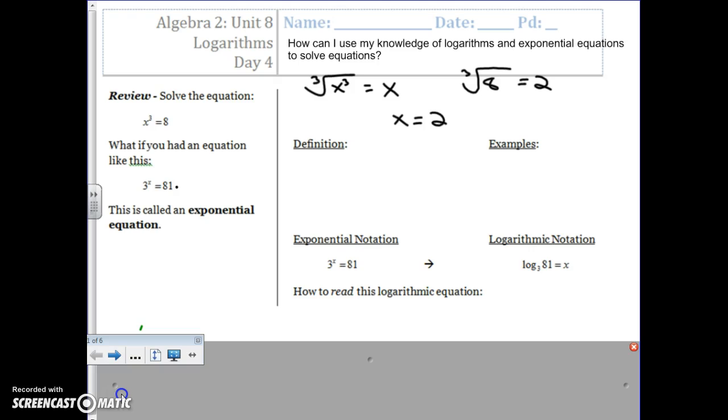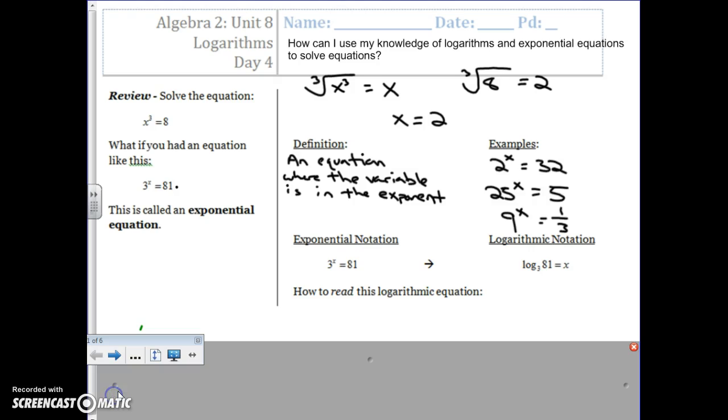So what if you had an equation like this? 3 raised to what power equals 81? This is an example of an exponential equation, or in other words, an equation with variables in the exponent. Examples might be 2 raised to what power equals 32, or 25 raised to what power equals 5, or 9 raised to what power equals 1/3. And we're going to learn how to go from exponential notation to logarithmic notation, which helps us solve for the exponent. Helps us figure out what the exponent is when it's unknown.